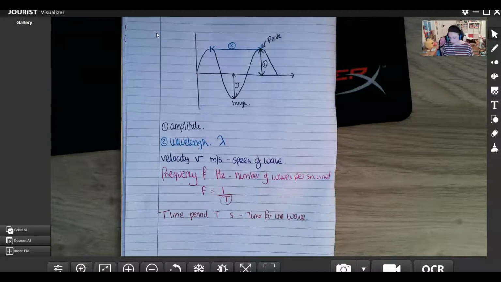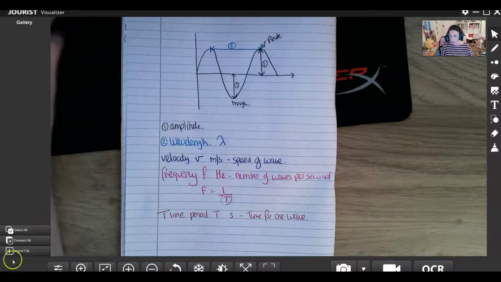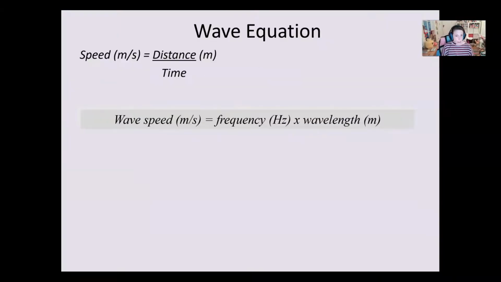Okay, just going to then have a look at the next bit. So the next thing you'd have to be able to do is then use this frequency, speed and wavelength in an equation. So there's 2 equations you can use. You can use speed equals distance over time, and you can use wave speed equals frequency times wavelength. Okay, so all you need to do is look at the question and substitute in the values that you know, and then you need to just rearrange to find the value that you want to find.